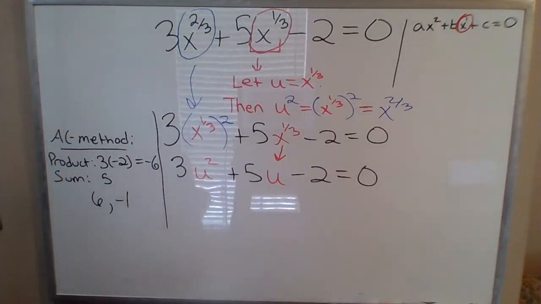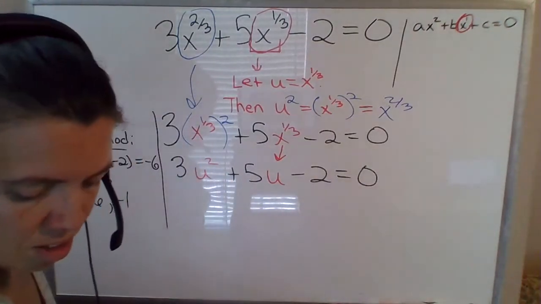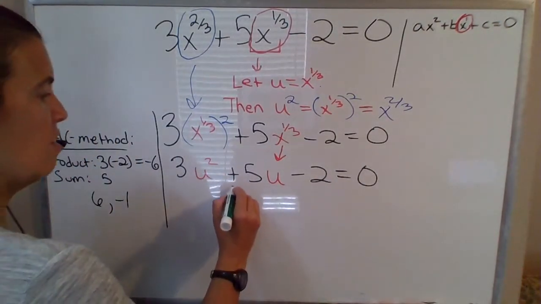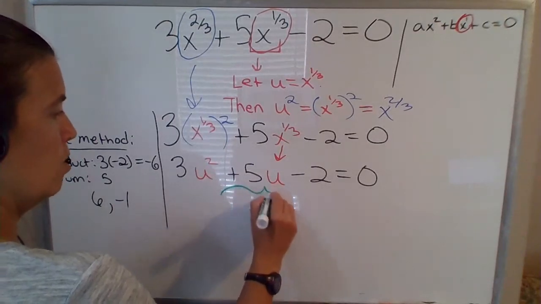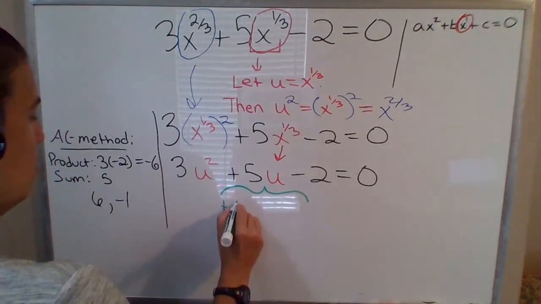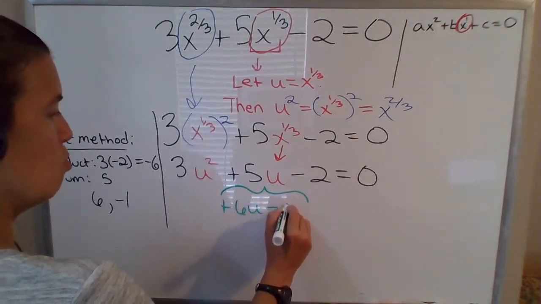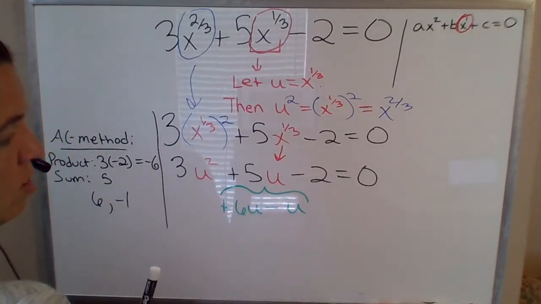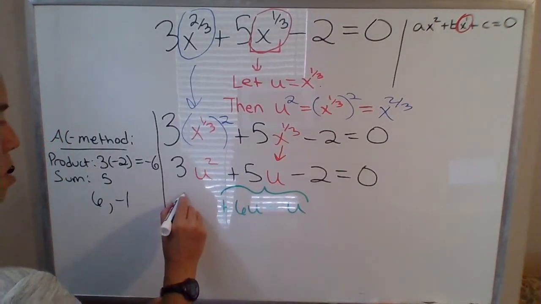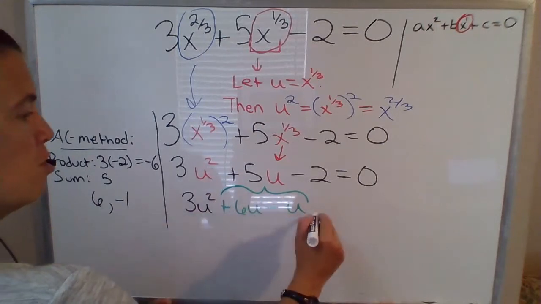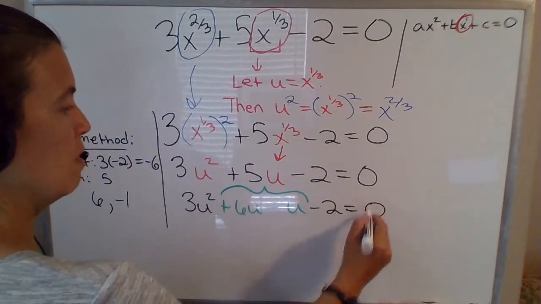So this is where, if you recall, you expand the middle term. Instead of writing plus 5u, you write plus 6u minus 1u. And so that's still equal to 5u, but now this thing has 4 terms and we can factor it by grouping.